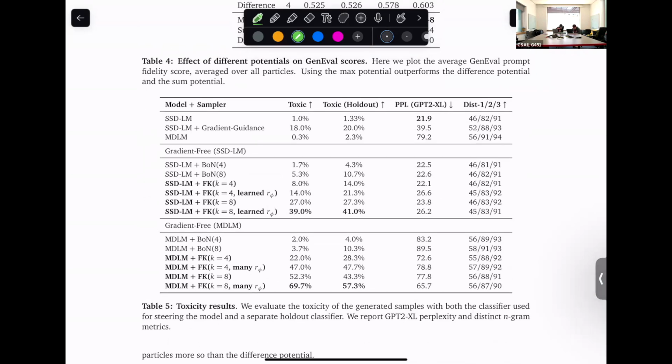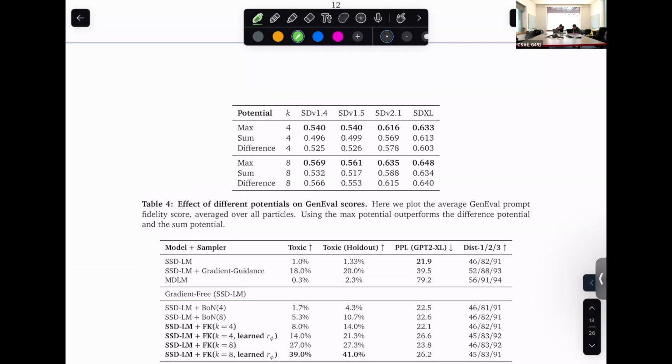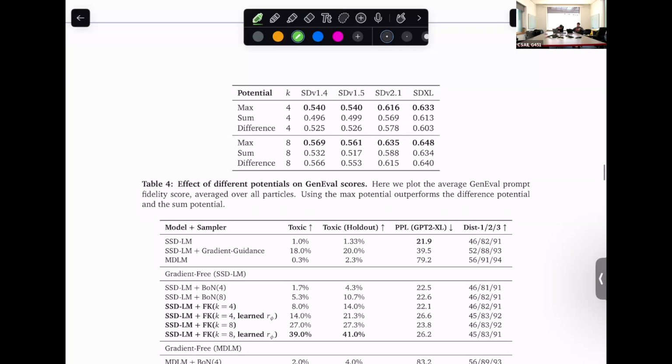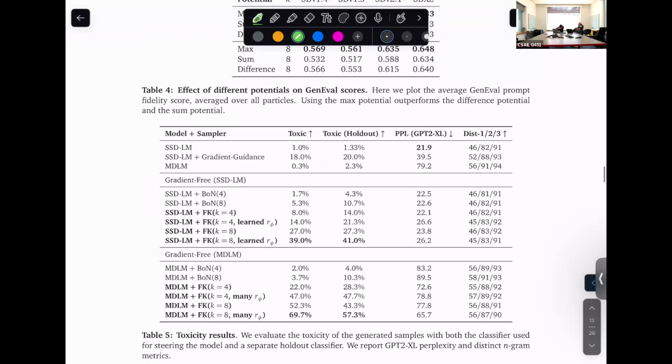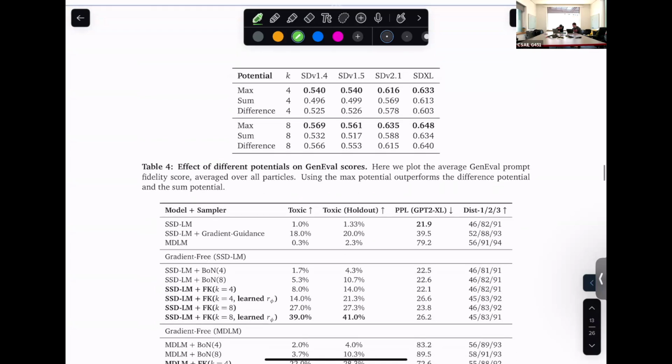Wait, hold on. Why is Gen eval on this table between... It's on the order of 0.5, but it's like... Oh no. Okay, never mind. Okay, I see. Right. Okay. So none of them looks suspiciously worse than the others. I'm not sure what that says.